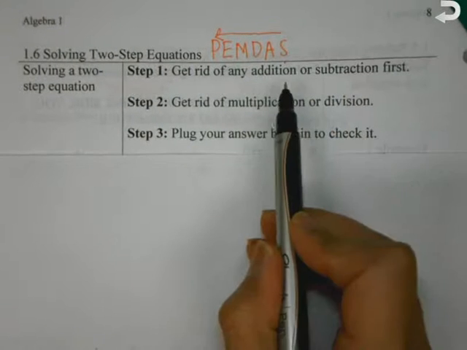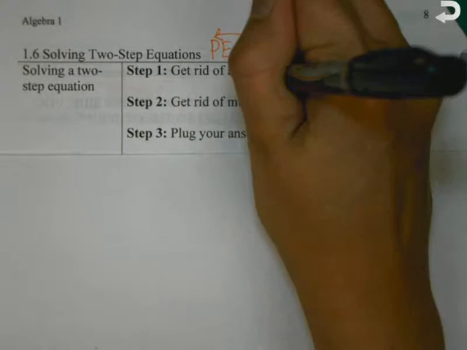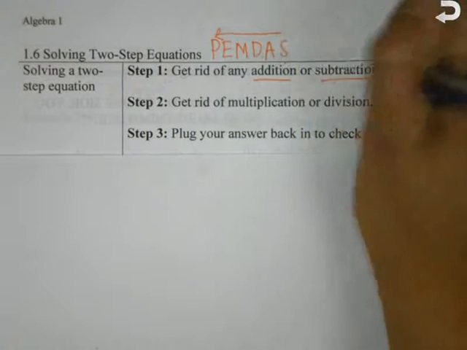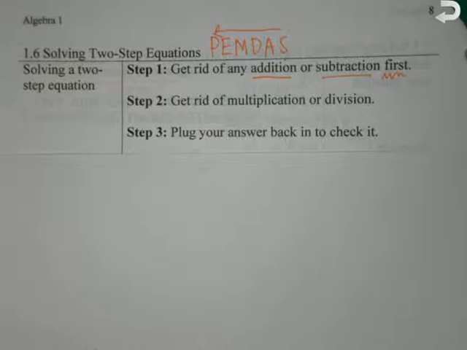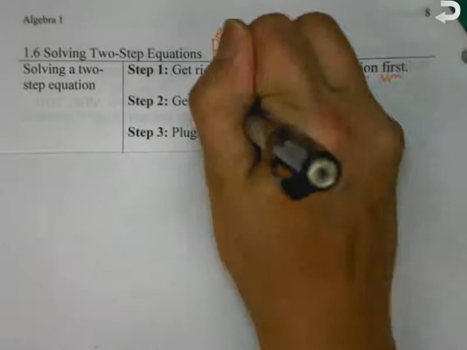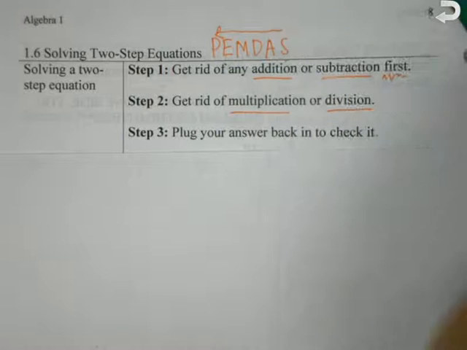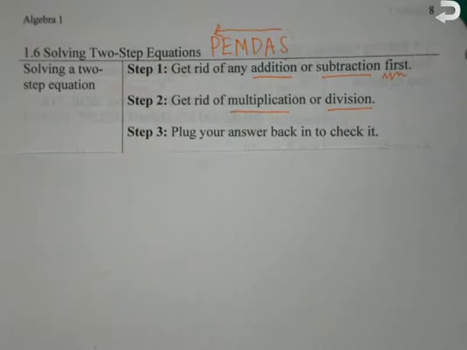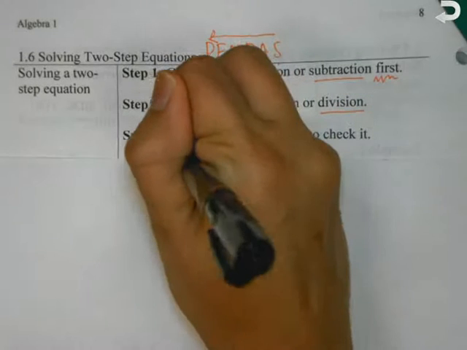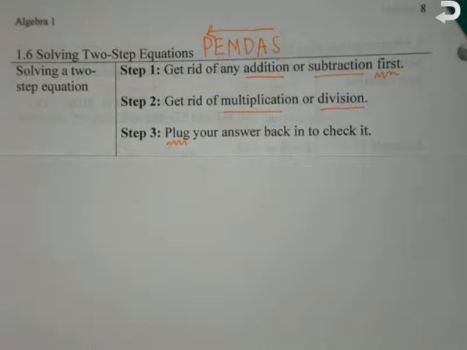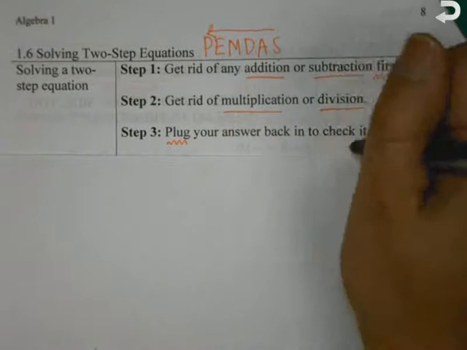So for step one, you're going to get rid of any addition or subtraction first. Okay? So addition and subtraction go away first. Step two, then we're going to get rid of any multiplication or division that we see. And that's going to give us our answer, x equals a number. So then we can plug your answer back in to check it.